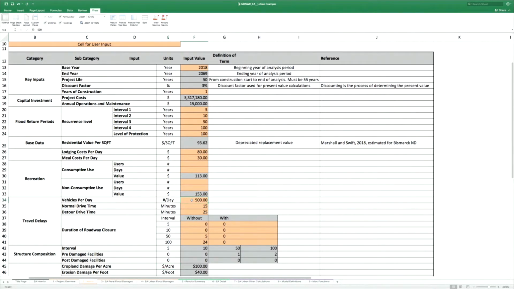As I mentioned, there's a travel impact here. There are 500 vehicles per day going across a particular county roadway. Normal drive time was about 15 minutes. The detour drive time was 25 minutes. In terms of duration of closure, there's no closure for the 5 or the 10-year event, roughly 5 hours at the 50-year event, and 24 hours at the 100-year event. And then all of those damages were alleviated with the project.